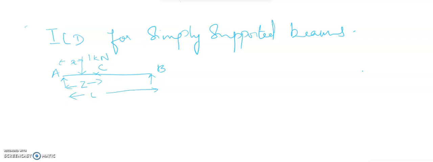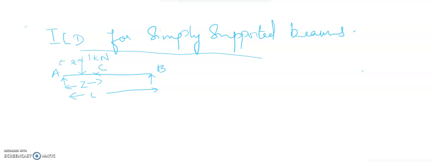Okay. So again I'm repeating, we are drawing the influence line diagram for a simply supported beam. As I have told you, the influence line diagram is the graphical representation of the responses of a beam when a unit load moves from one end to the other end, right? So the simply supported beam has a unit load at a distance x from A, and a section C at a distance z from A. Span of the beam is AB.